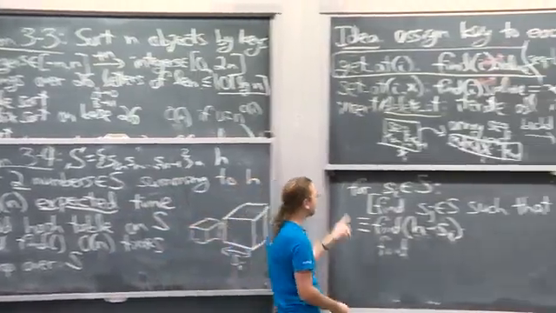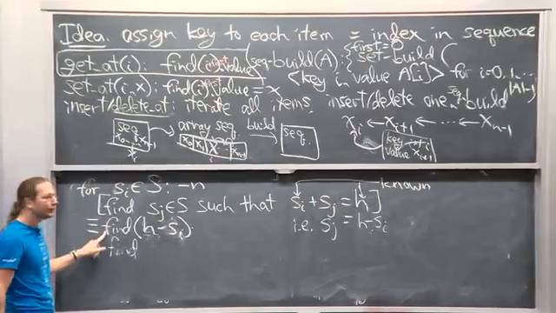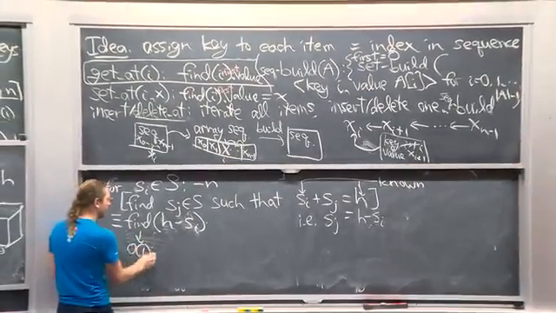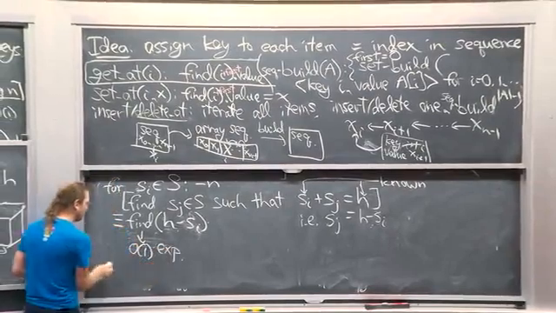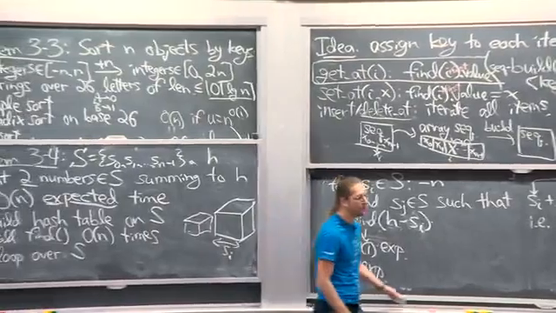How much time did it take? Well, we're doing n iterations of this loop. Each one we're calling a single find operation. And find costs constant expected time. And so the total is linear expected time. Great. Part A done.